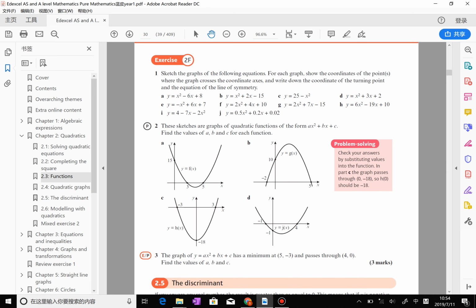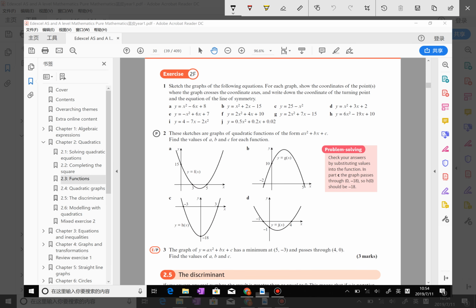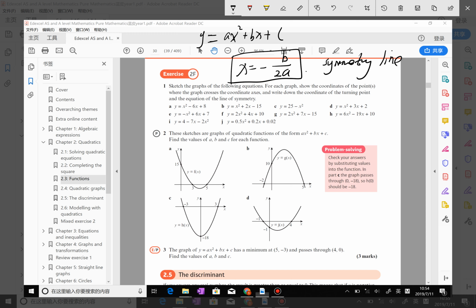So for exercise 2F, you can pause the video and try to solve them all. And before you solve all the exercises, I have something that you can write down in a notebook. So for the quadratic equation ax squared plus bx plus c, if you want to find the line of symmetry, you can directly use the equation x equals negative b over 2a. This is what we call the symmetry line equation. You can directly use it, okay?